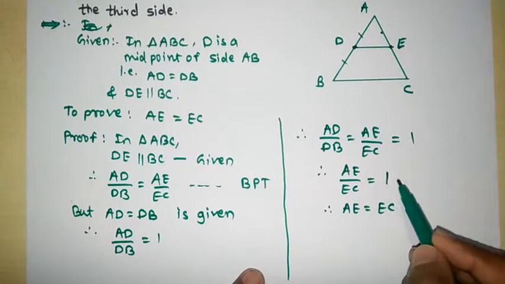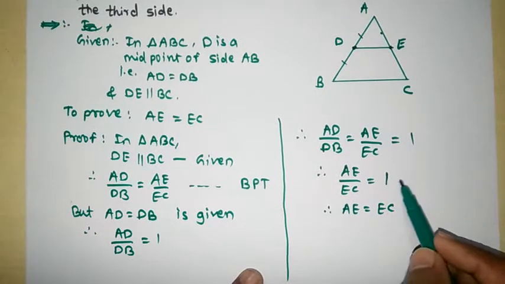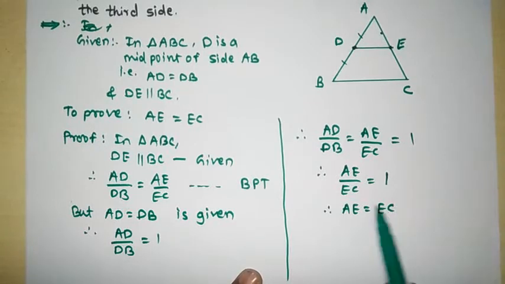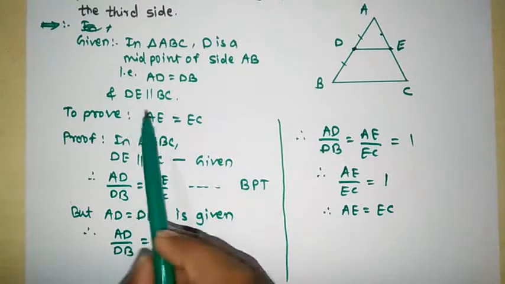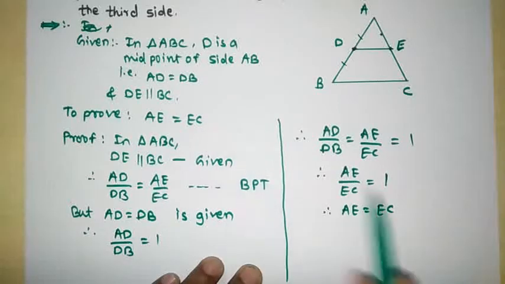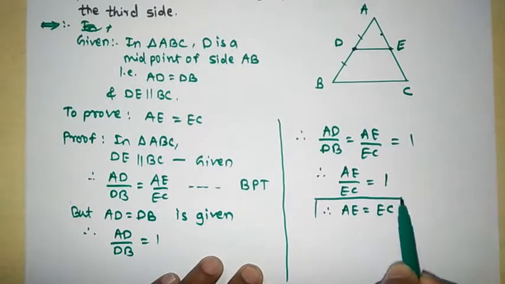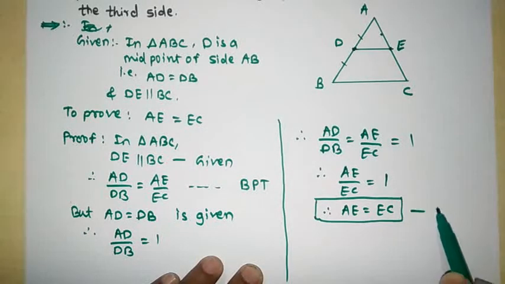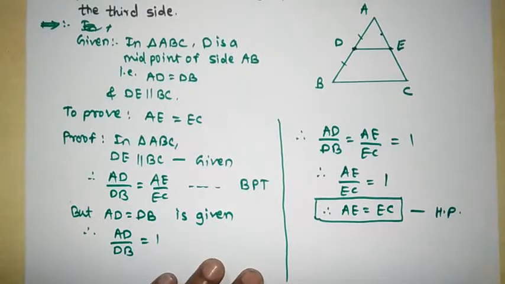If we send EC towards the right hand side, it will go to the multiplication: 1 into EC is equal to EC. See here, what we want in a proof? In a proof we want AE is equal to EC. Here we got AE is equal to EC. Hence proved. Write down this.